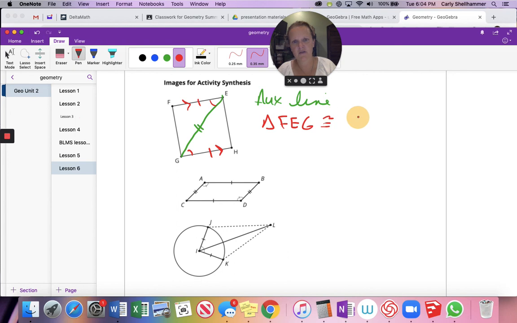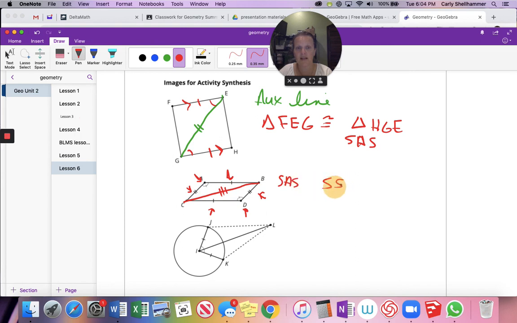let's say FEG is congruent to triangle HGE. Make sure you get it in the right order because of side angle side. Okay, I just made half of that up. Here, again, I would probably draw that, and here I have side angle side is congruent to side angle side. We didn't even need that middle being congruent to itself, did we? So I could use side angle side for this one, or side side side for that one. Okay.